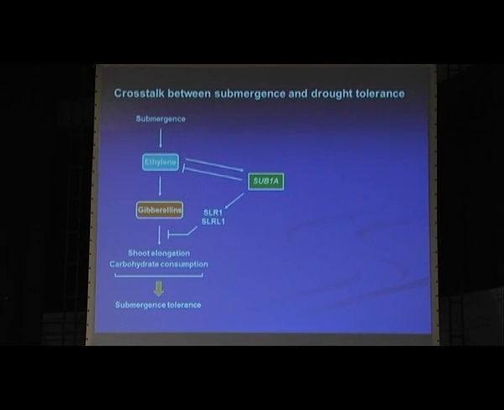SUB1A is induced by ethylene, but SUB1A also blocks ethylene production by feedback regulation mechanism. Another function of SUB1A is blocking GA responsiveness, gibberellic acid responsiveness, through SLR1 and SLRL1 pathway. And these two pathways are beneficial to reduce shoot elongation and carbohydrate consumption, which is beneficial for quiescence response. They can economize carbohydrate reserves to avoid carbohydrate starvation. So using this strategy, they can endure prolonged submergence for a long time.